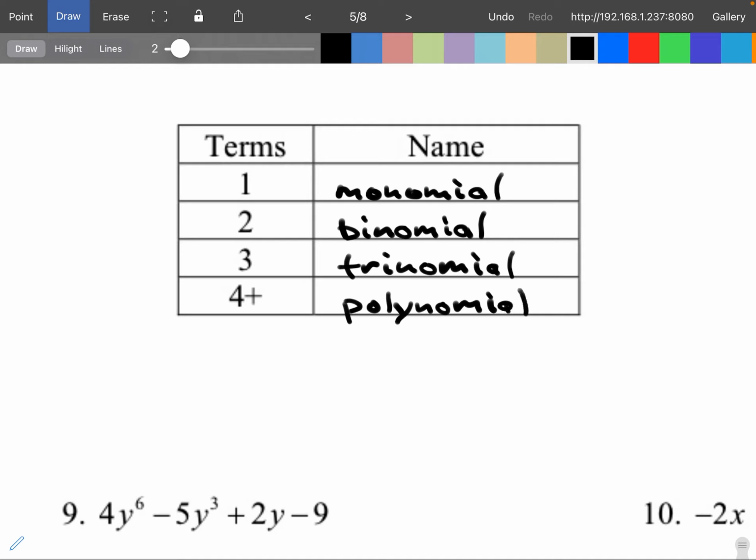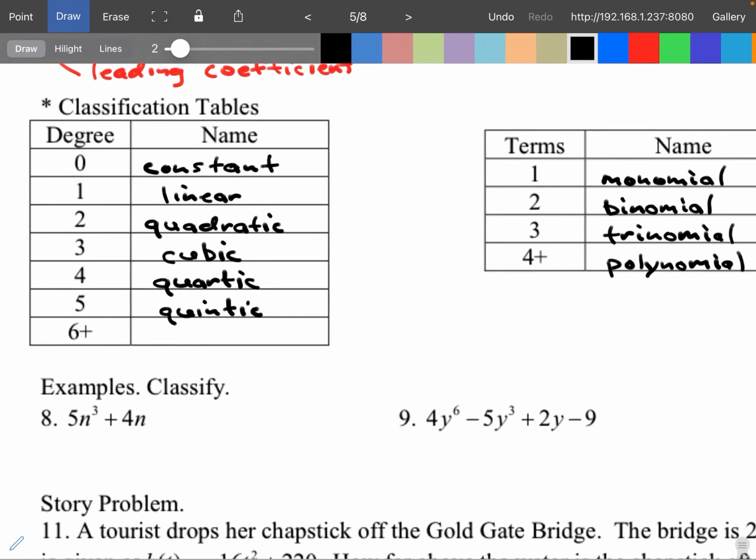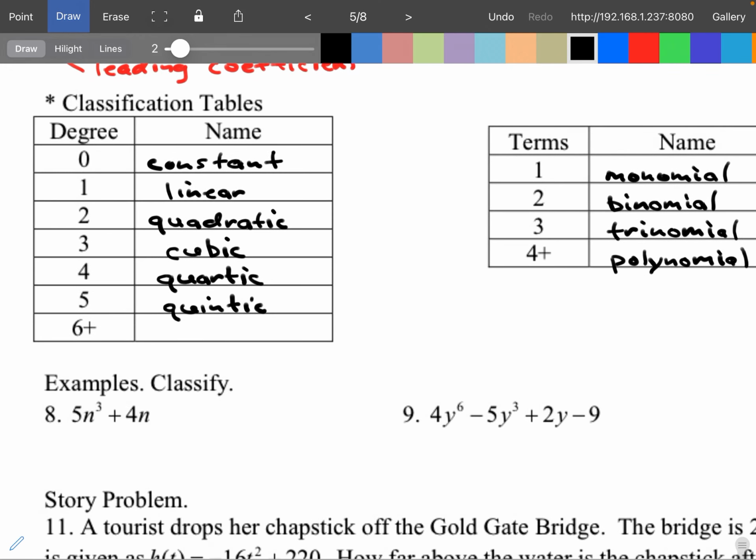Now, technically, a trinomial would also be a binomial. All right? So if it has 3 terms, it's a polynomial still. If it has 2 terms, it's a polynomial still. Polynomial really means more than one term. If it's only got 1 term, though, it's definitely a monomial. So then on these last couple, we just got to classify them by the number of terms and by naming them by their degree.